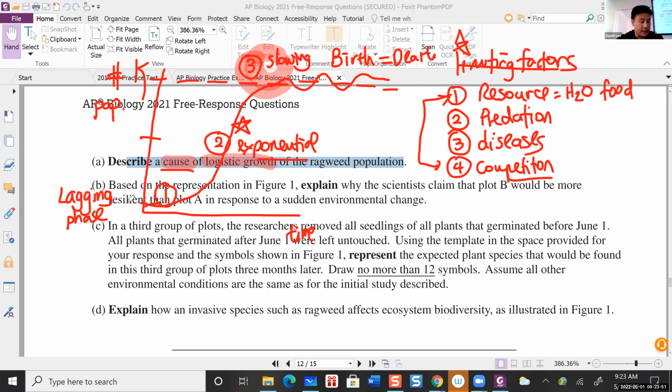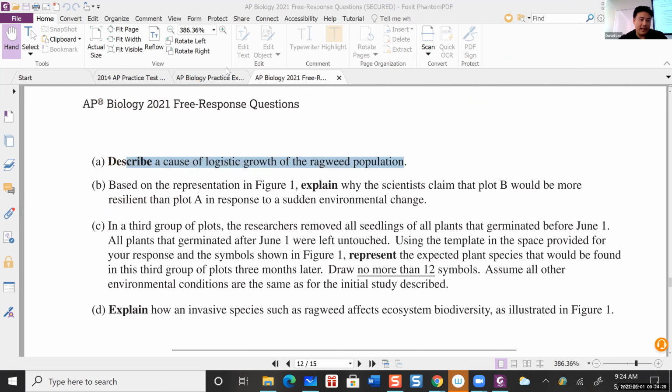All right, and there's a description. So don't just say competition. You could say that the ragweed grows exponentially, but ultimately it slows down due to the competition of the annual plant, or you can talk about the space, right? Resources start to be limiting. So you can talk about any of those. So please memorize the explanation of the three stages of logistic growth so that you can apply them to any kind of question. So let's look at the answer key.